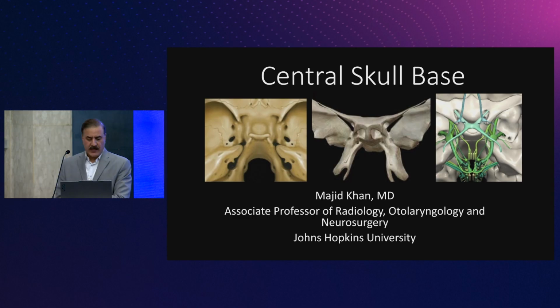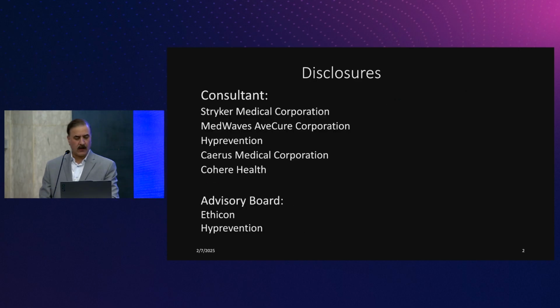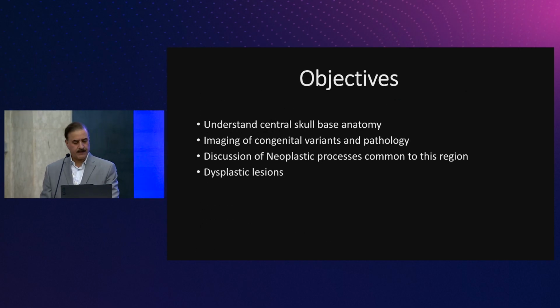Okay, changing gears now, but staying in the same area. It is the central skull base imaging now. My disclosures, again, we'll go over the anatomy, we'll go over the normal vascular variants that you see in this part. We'll discuss the neoplastic processes and some dysplastic lesions that can develop in this area of the neck.